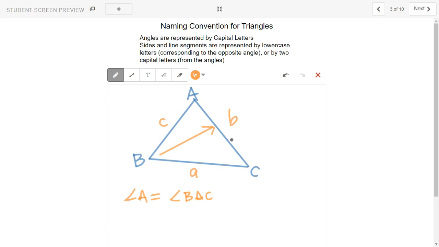An alternative way to talk about our sides, we could say that, for example, little b is equivalent to the side that's made up of the line between A and C. So we could use AC, and those would be equivalent.